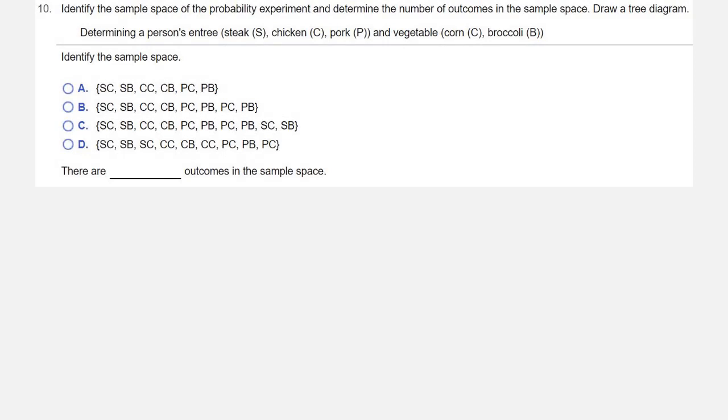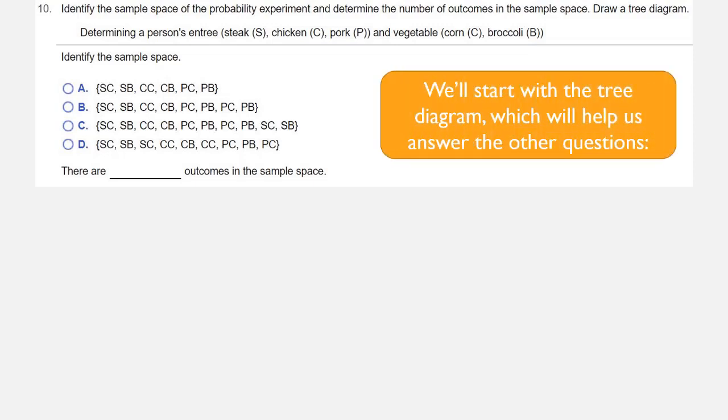Draw a tree diagram. So we're determining a person's entree, which consists of either steak, chicken, or pork, and the vegetable for their dish, which consists of either corn or broccoli. We want to identify the sample space and figure out how many outcomes there are. So I'm going to build a tree diagram, and that's going to help us answer the other questions.